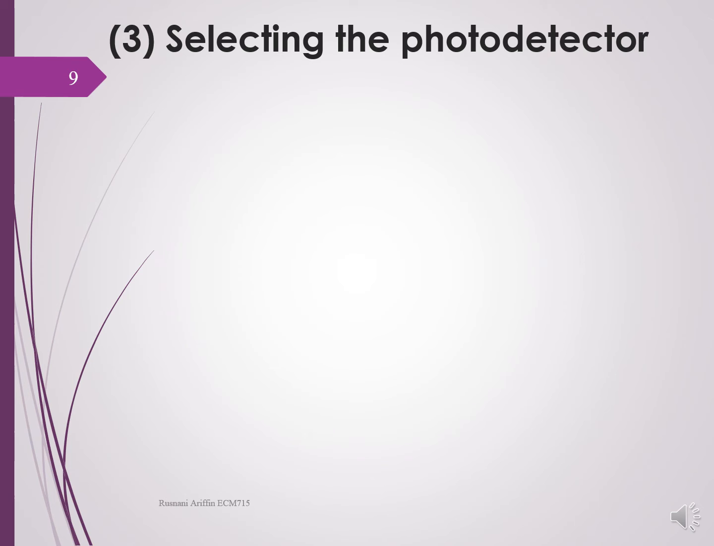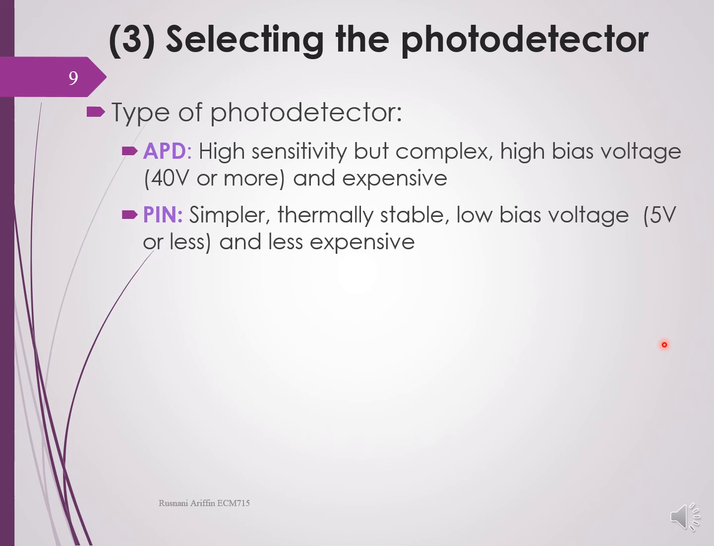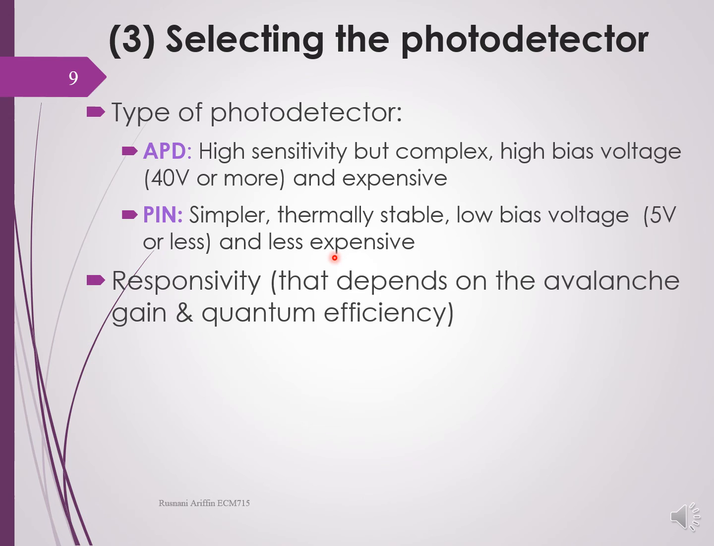Now let us look at the criteria for selecting the photodetector. As you know, there are a few types of photodetectors. The most popular ones are the APD and the pin photodetector. APD has higher sensitivity, but it is more complex. It needs a high bias voltage, 40 volts and above, and it is more expensive. The pin photodetector is simpler, thermally stable, needs a low bias voltage, 5 volts or less, and is less expensive. So you need to determine whether to use an APD or a pin photodetector for your network or your link.